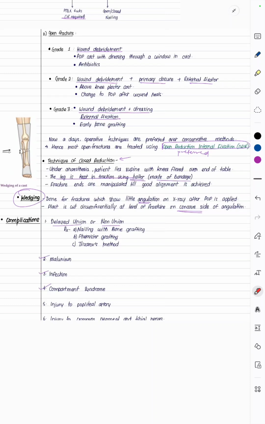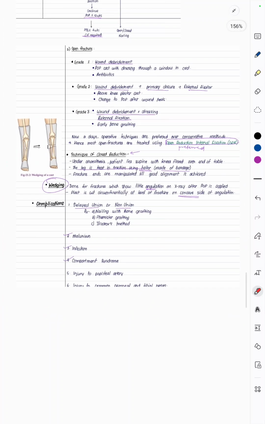In grade 2, wound debridement along with primary closure and external fixation. In grade 3, wound debridement is done, dressing is done, and external fixation. Apart from that, next we apply a POP cast followed by a patellar tendon bearing cast. Nowadays, open reduction internal fixation is preferred.